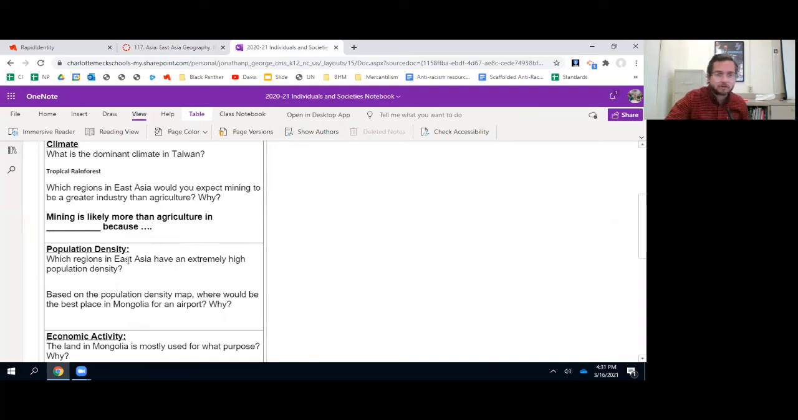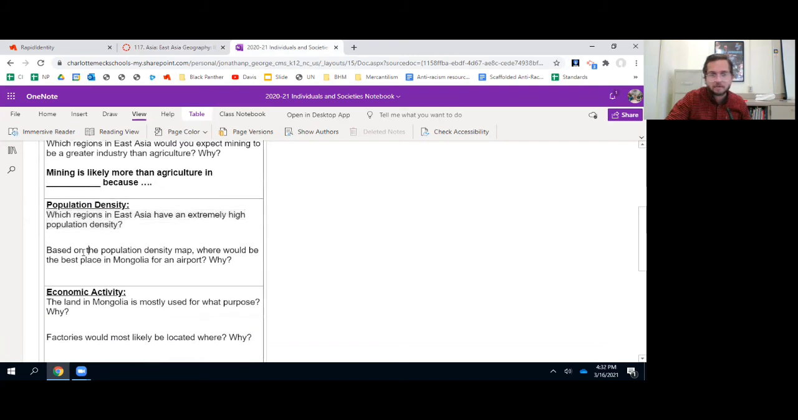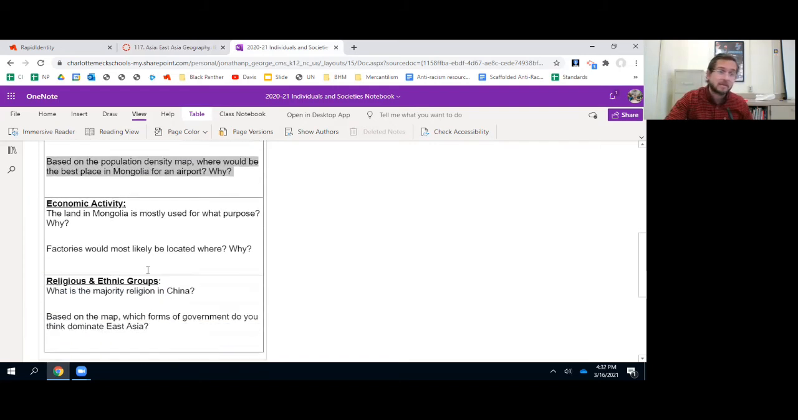Population density. Which regions in East Asia have an extremely high population density? Based on the population density map, where would be the best place in Mongolia for an airport and why? Then we'll transition to economic activity. The land in Mongolia is mostly used for what purpose? Why? And factories would most likely be located where and why? Okay. And then the last map, what is the majority religion in China?